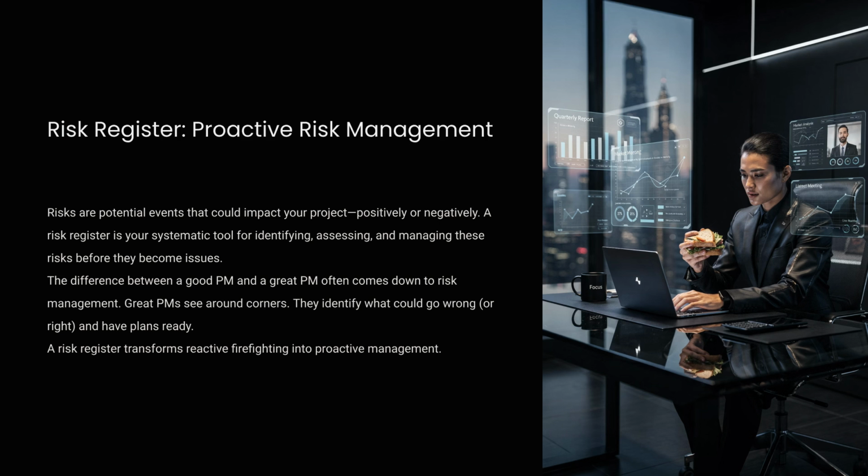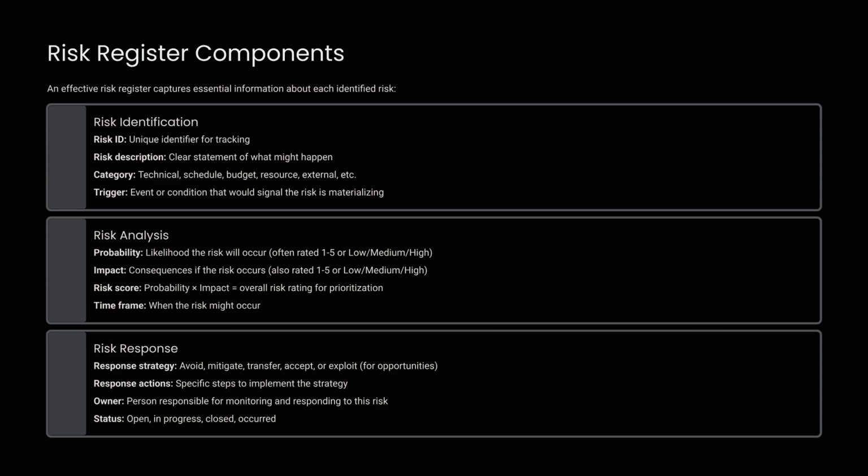A risk register is your systematic tool for proactive risk management. It identifies, assesses, and manages potential events, positive or negative, before they become issues, transforming firefighting into control. An effective risk register captures risk identification, including description and trigger. It also includes risk analysis, such as probability and impact to calculate a risk score, and defines the risk response strategy and owner.